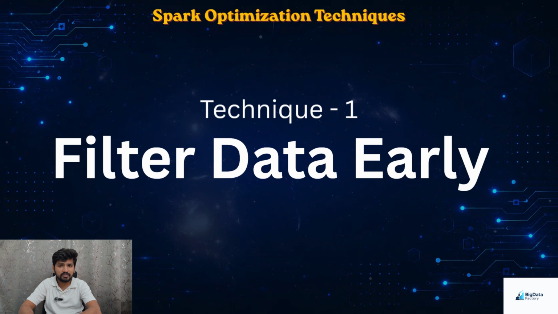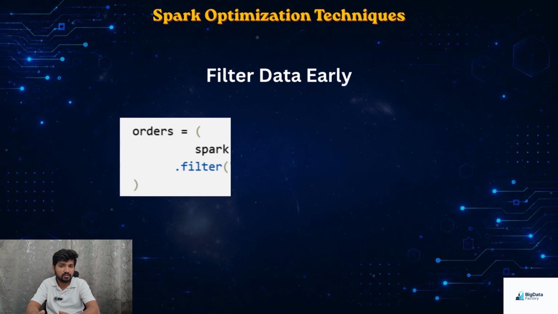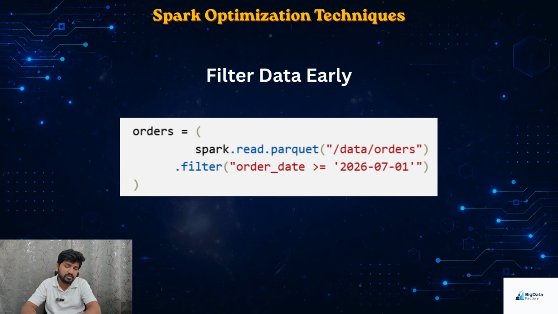The first technique is filtering data as early as possible. Imagine a table contains 5 years of historical data, but your report needs only the last 30 days. There is no reason to carry 5 years of data through joins, aggregations, and transformations and then filter it at the end. Apply the filter close to the source. This reduces the number of rows that participate in the rest of the execution. However, filtering is most effective when the storage layout and data source allows Spark to skip unnecessary data.